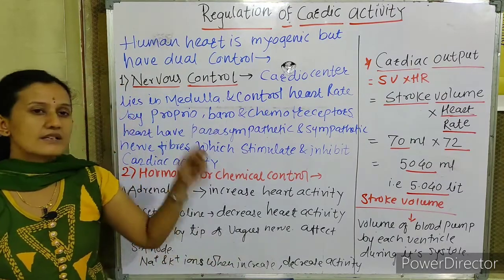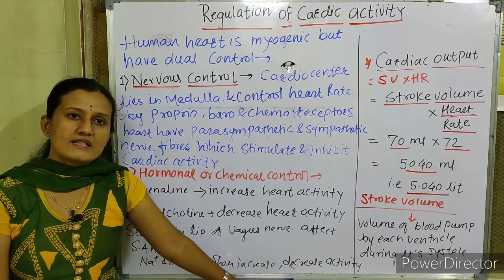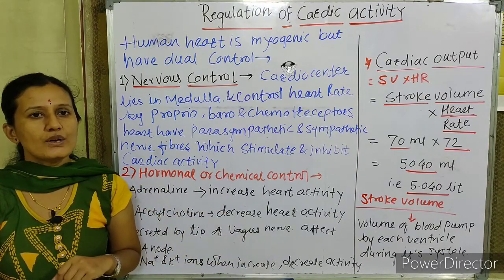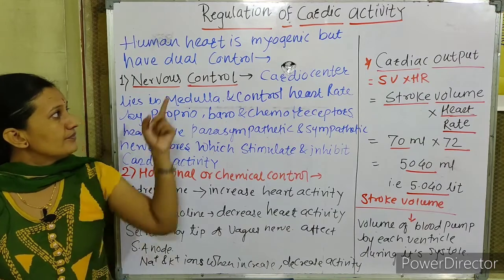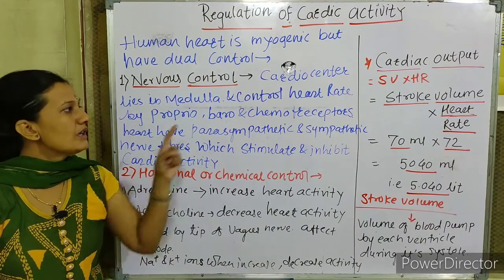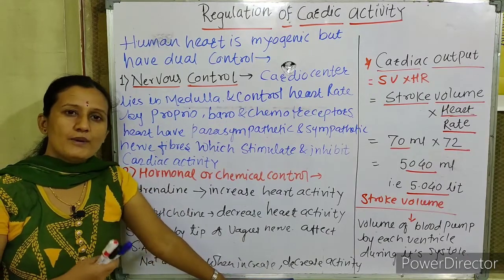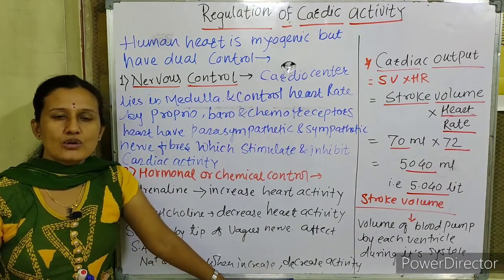The cardiac centers are in the hindbrain, which is called the medulla oblongata, which acts as the main cardiac center of the body. Then it controls the heart rate by, बघा ह्या मेडुला ऑब्लॉंगेटाचं काम काय, हार्ट रेट कंट्रोल करणं कुणाद्वारे.